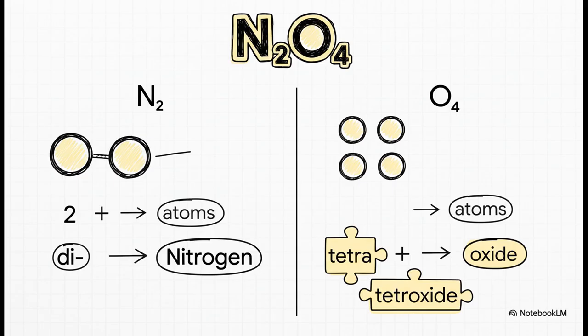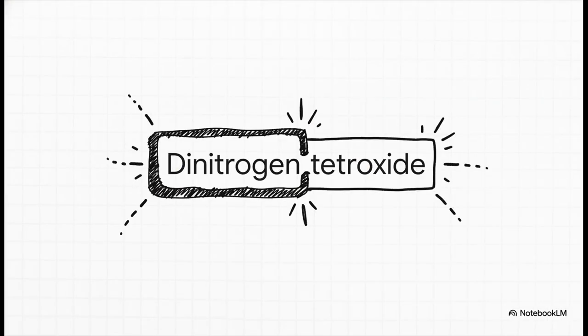Next, we have O4. That's 4 oxygen atoms. The prefix for 4 is tetra, and of course, oxygen becomes oxide, so we get tetroxide. Now, you just smoosh those two parts together, and what do you get? Dinitrogen tetroxide. See? It doesn't matter if the formula looks complicated, the rules are exactly the same every single time.